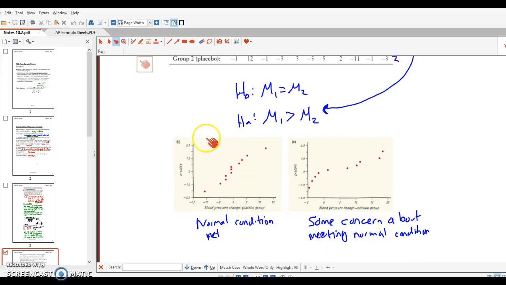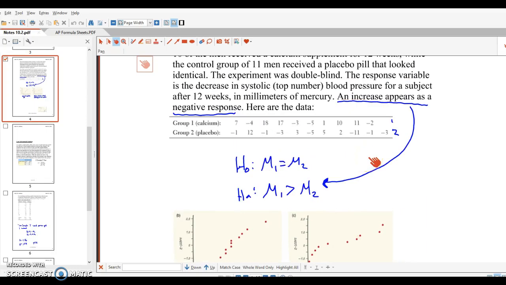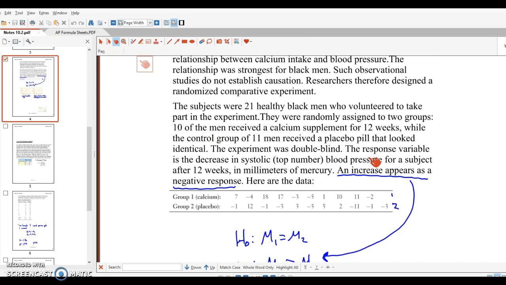Okay, the first set of data for the placebo group looks fairly linear, so you could say the normal condition is met. Make sure you are justifying it by including the graph. There is a little bit of non-linearity, like a distinct curve pattern, in the calcium group, so you could mention that you would have some concern about the normal condition being met for the calcium group.